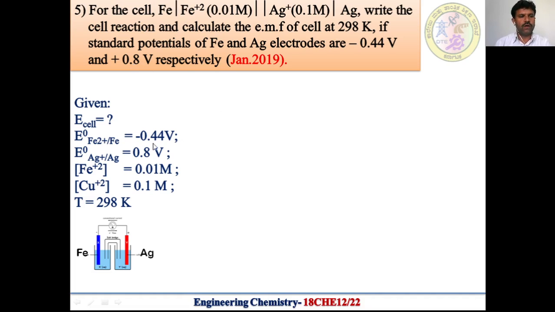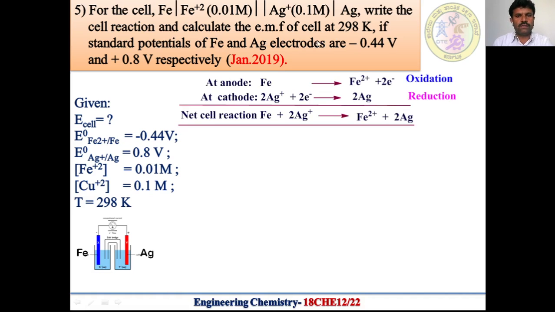The given values are the E0 value, the standard electrode potential of iron, that is minus 0.44 volt, and the standard electrode potential of silver, equal to plus 0.8 volt, and the concentration of Fe2+ is 0.01 molar, the concentration of Ag+ is 0.1 molar, and the temperature is 298 Kelvin. The first question is, write the cell reaction.